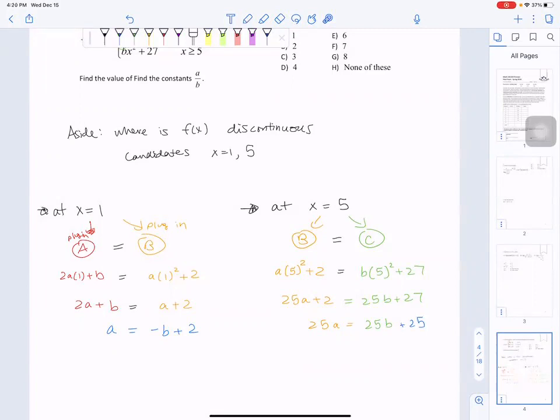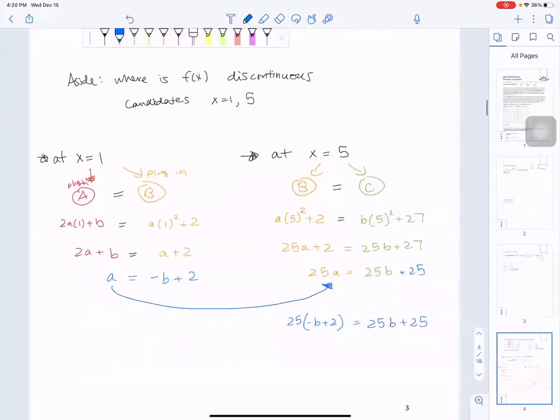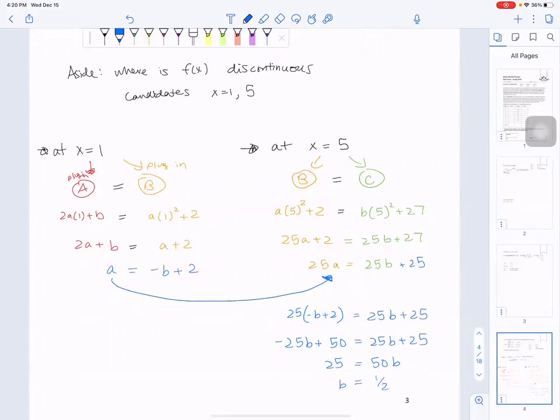Now, how is this helpful? We have two equations with different variables. But look at the first equation, the first blue one we got. We got that A equals negative B plus 2. So what if we substitute A into here? We get 25 times negative B plus 2 equals 25B plus 25. Now we can simplify. This gives negative 25B plus 50 equals 25B plus 25. Add 25B on both sides and subtract scalars. You get B equals 1/2.